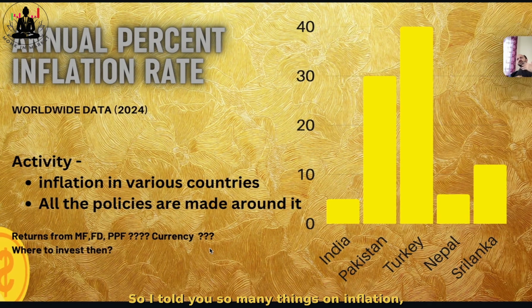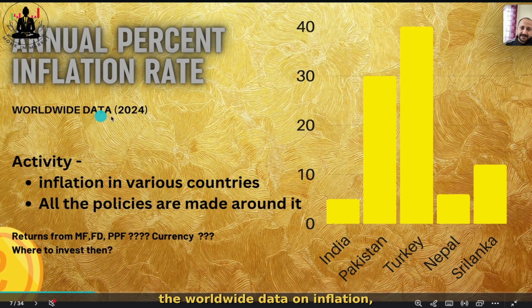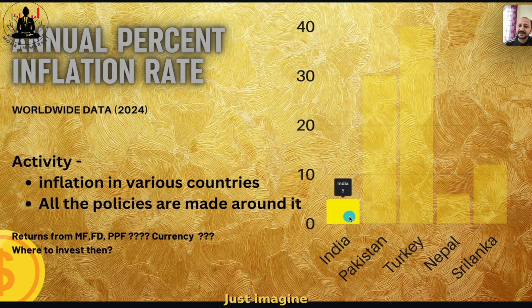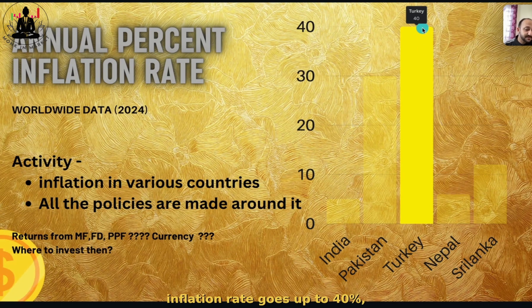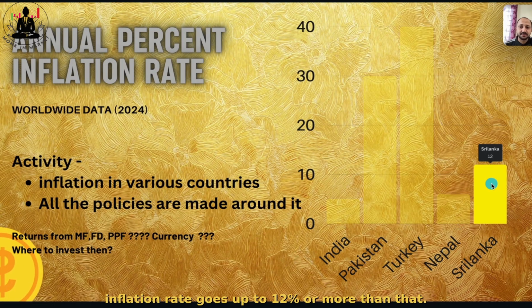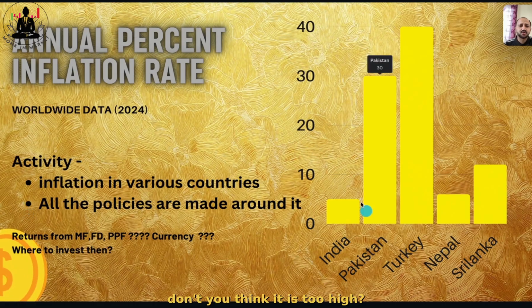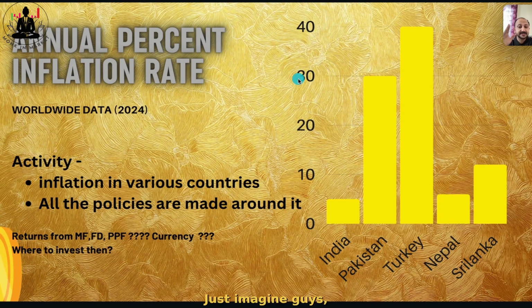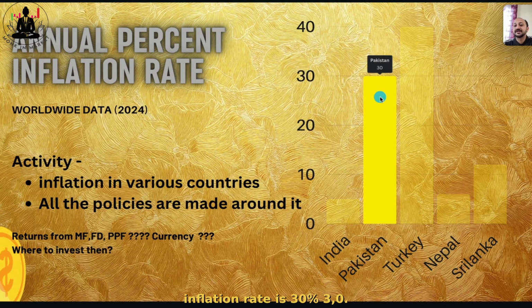So, I told you so many things on inflation, right? Just imagine. These are the worldwide data on inflation. Just imagine if the inflation rate goes up to 30%, 40%, or 12% or more than that. So, guys, don't you think it is too high? Just imagine, guys. Let's take the example of our neighboring country, Pakistan. The inflation rate is 30%, right?